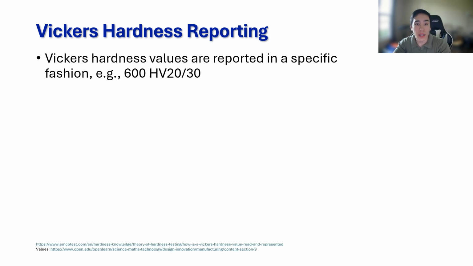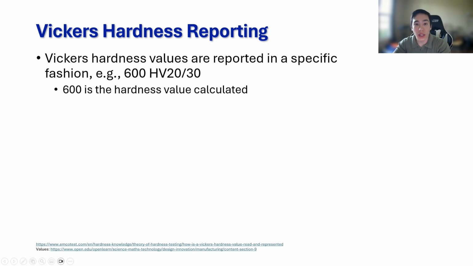Now that you've calculated your Vickers hardness value, it is time to report it. Well-known materials that have gone through innumerable tests may only have single numbers representing their Vickers hardness value, but for individual tests, it is reported in a specific fashion. For this example, we are going to use 600 HV 20/30.